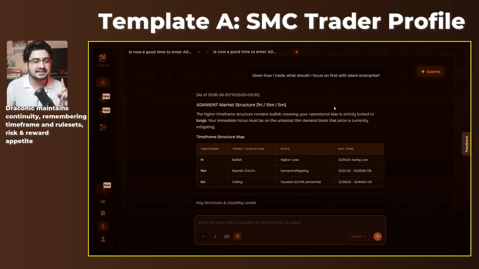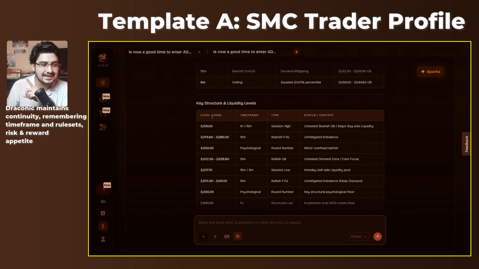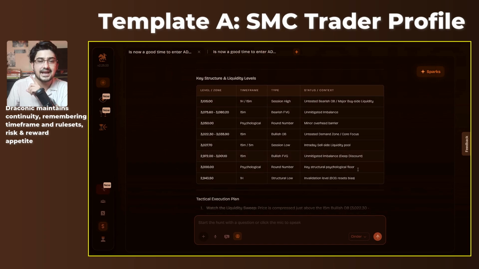Now this is during the template A of the profile of a smart money concept trader, and the answer that we see ensures that Draconic maintains the continuity, because if you remember, the time frame for an SMC trader, as we had clearly mentioned in a rule set, was 1 hour, 15 minutes and 5 minutes, and it is exactly following that time frame. To sum up the answer that it provided, it told me clearly that based on the different time frames, this is the structure map. These are the key structure and liquidity levels that I need to follow.